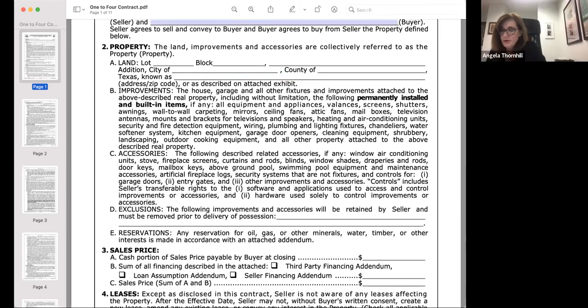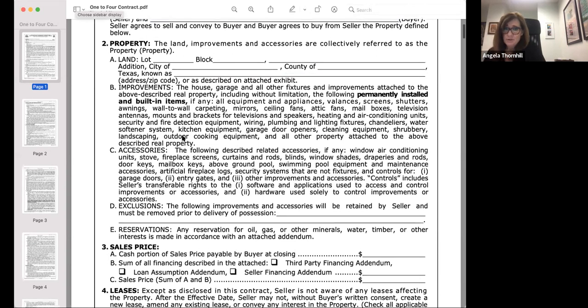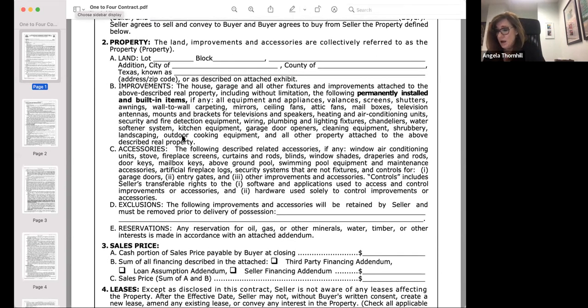Okay, so moving on, paragraph 2B, improvements. There's no blank here, but just to briefly go over it with you, this is stating what all is conveying with the property. These include things, and fixtures are a big one. If it's attached to the house with more than just a nail on the wall, then the assumption is it stays. Then certain accessories like garage door openers, ceiling fans, TV mounts, that's a big one. The assumption is that if you have a mounted TV, the mount stays, but the TV goes.